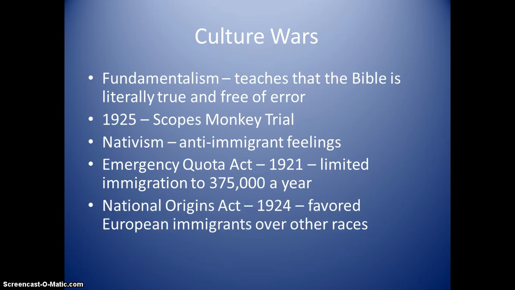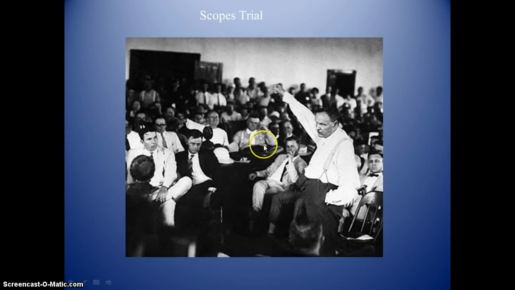And also later on in the 20s, they passed the National Origins Act, which basically limited the amount of immigrants that could come in from certain countries, but allowed a lot more immigrants from European countries. So it kind of limited people from Asia and from other areas. This is a picture of the Scopes trial about evolution.